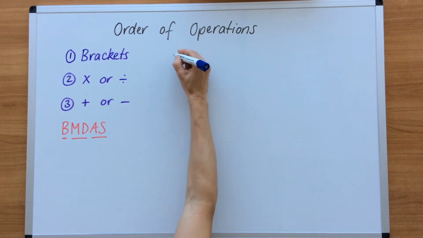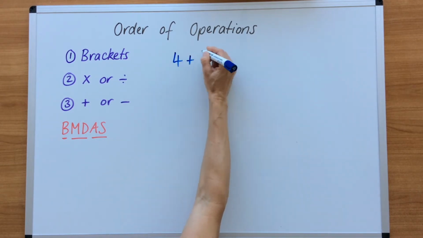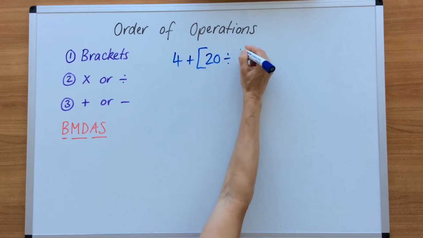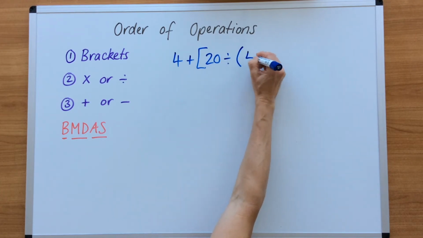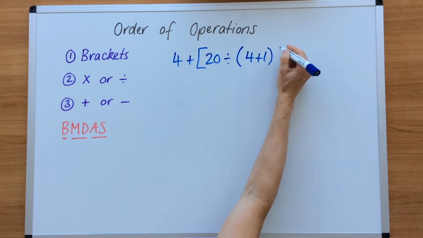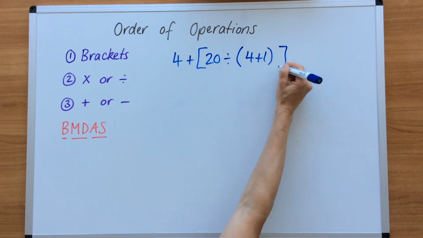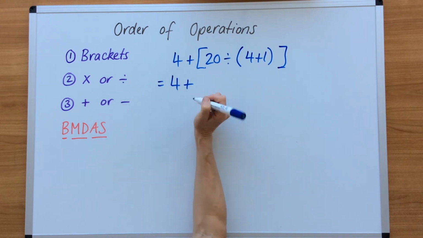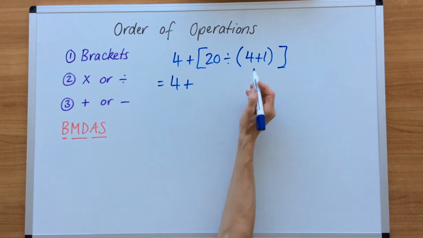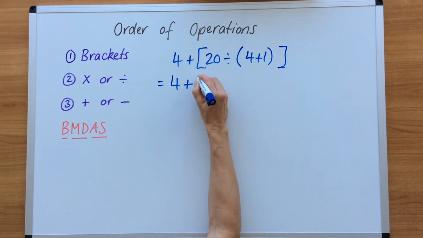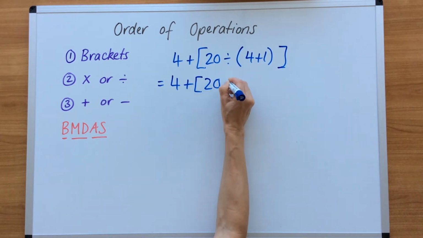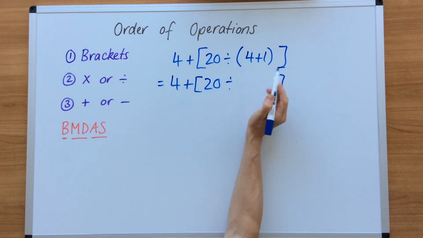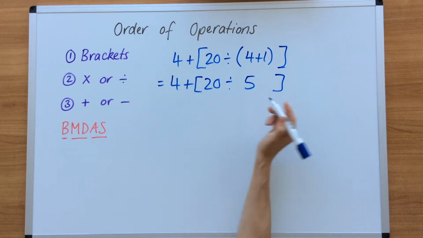We have another one with two sets of brackets here. We've got the outside brackets, which we know we work last, and the inside brackets, which get worked first. Because we're outside the bracket at the moment, I know that 4 plus doesn't get used or touched until I work these bigger brackets here. So I've got my 20 divide, close my bracket, and I'm going to solve this inside bracket first. 4 plus 1 is 5.